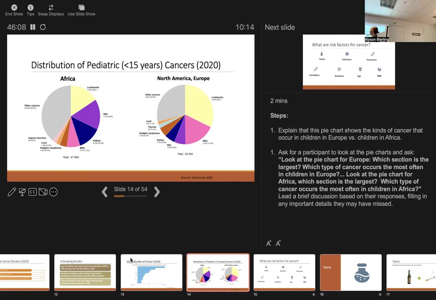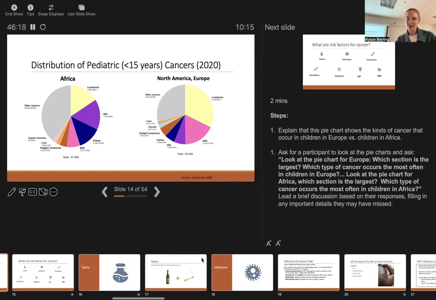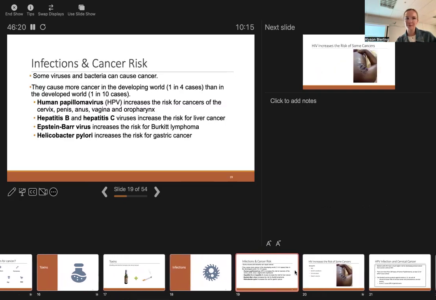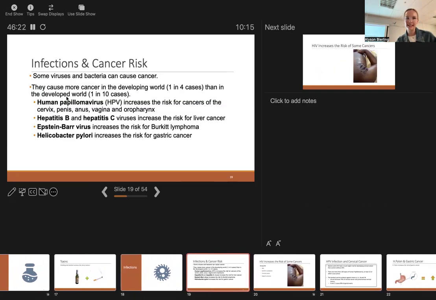This is why non-Hodgkin's lymphoma is a lot more prevalent in Africa compared to North America, because HPV and also Epstein-Barr virus are a lot more common in Africa. So that contributes to the risk of developing non-Hodgkin's lymphoma.